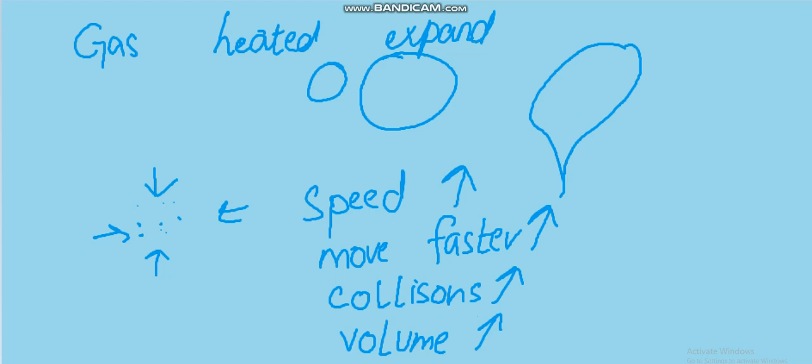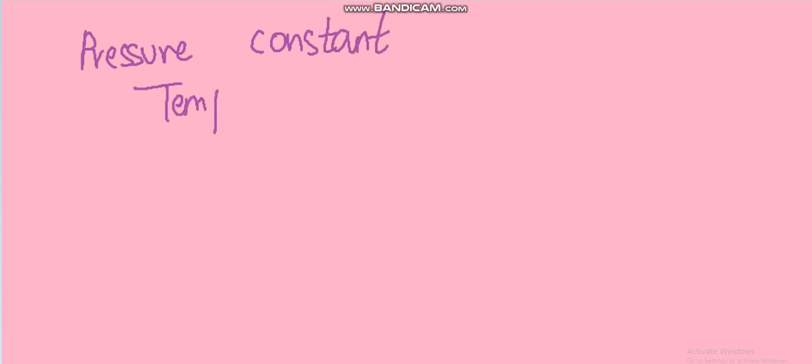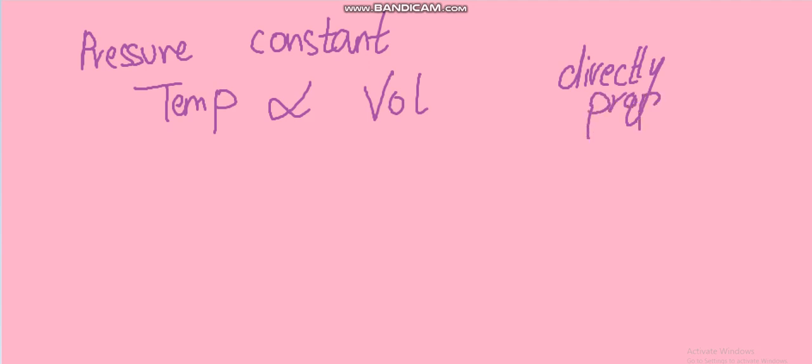Anyways, okay, so now let's focus on what is Charles' law. Charles' law basically proves that when pressure of a specific ideal gas is constant, the temperature and the volume of that gas will be directly proportional to each other. They will be directly proportional.